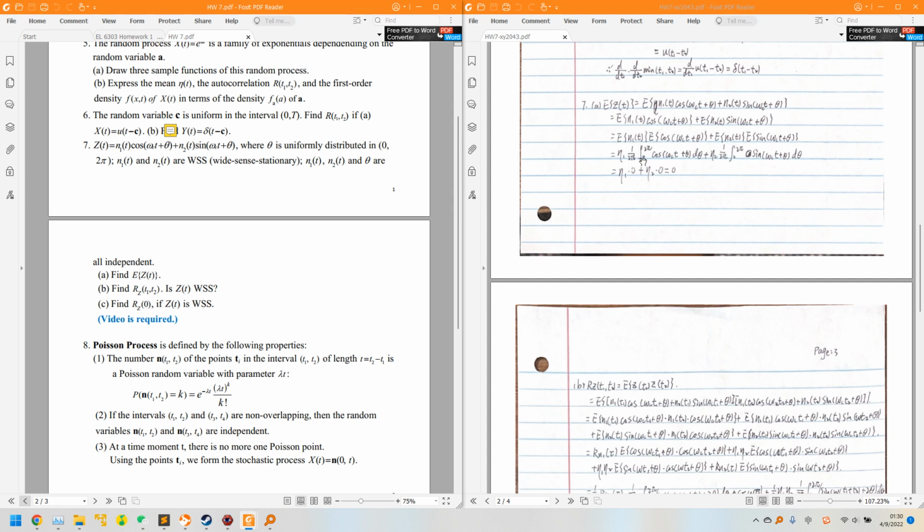And we can see that this integral is 0, and this integral is also 0. So the final result would be 0.